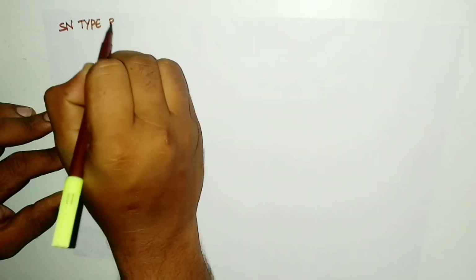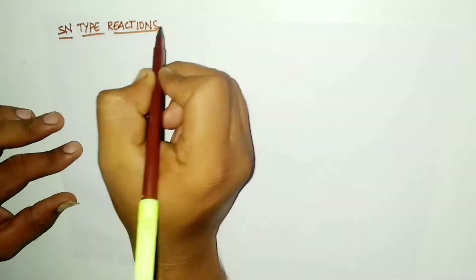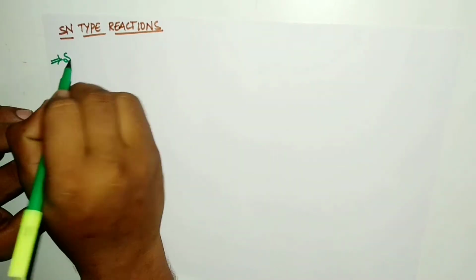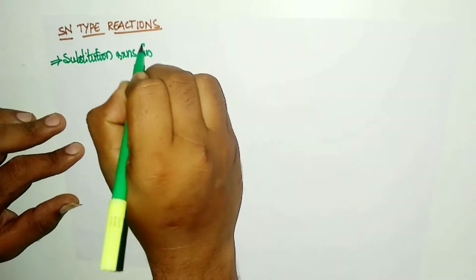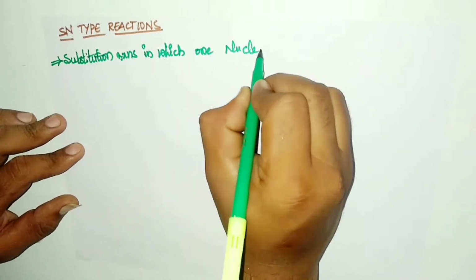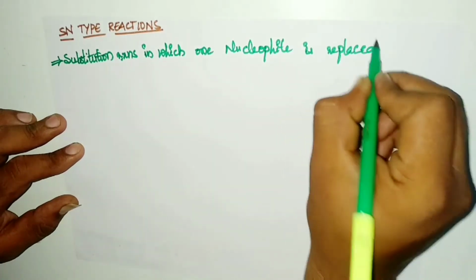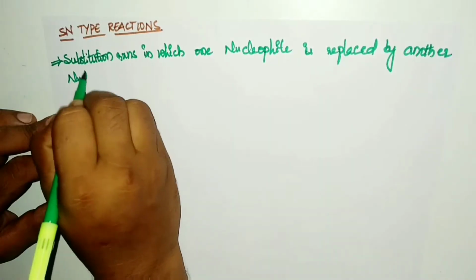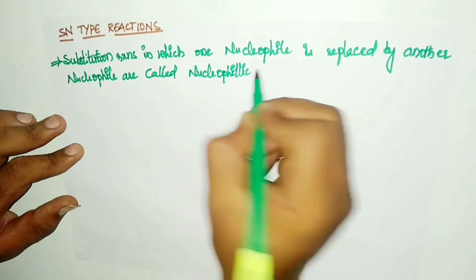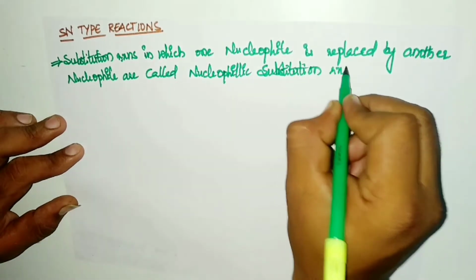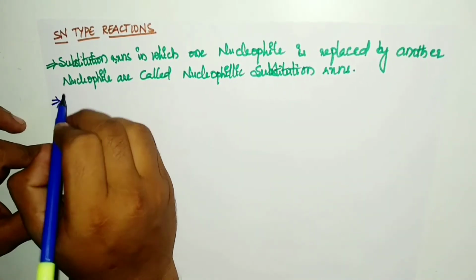SN type reactions. So here, what are SN type reactions? The substitution reactions in which one nucleophile is replaced by another nucleophile. Means here one is the outgoing nucleophile and another one is the incoming nucleophile, and these are called nucleophilic substitution reactions. We will understand it by taking one general example.